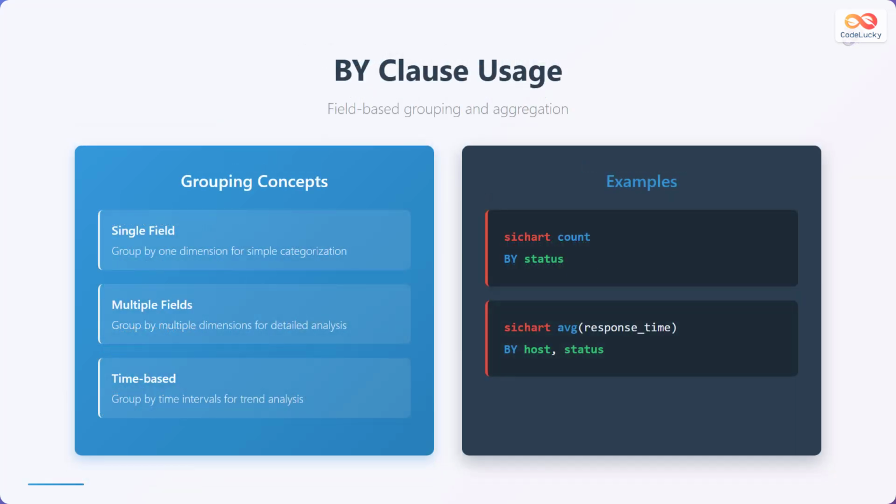The by clause in sichart enables powerful field-based grouping and aggregation capabilities. You can group by a single field for simple categorization, such as sichart count by status. For more detailed analysis, you can group by multiple dimensions using multiple fields, like sichart avg(response_time) by host, status. The by clause also supports time-based grouping for trend analysis, allowing you to group data by time intervals. These grouping concepts are fundamental to creating meaningful statistical process control charts that segment your data appropriately for analysis and monitoring purposes.